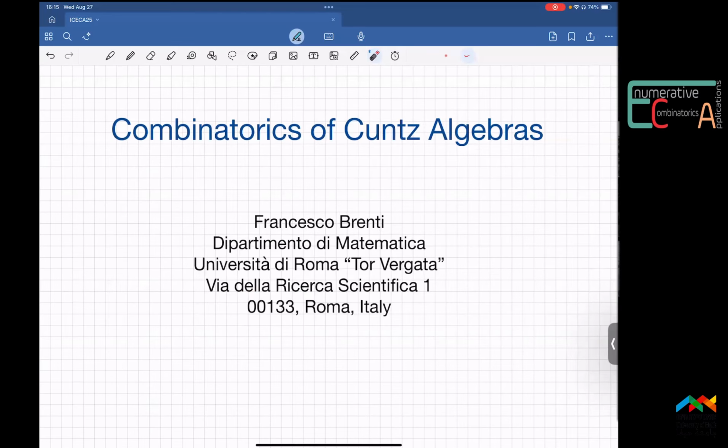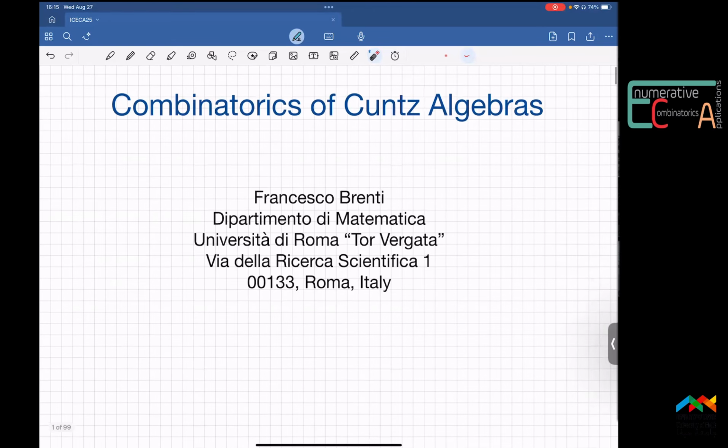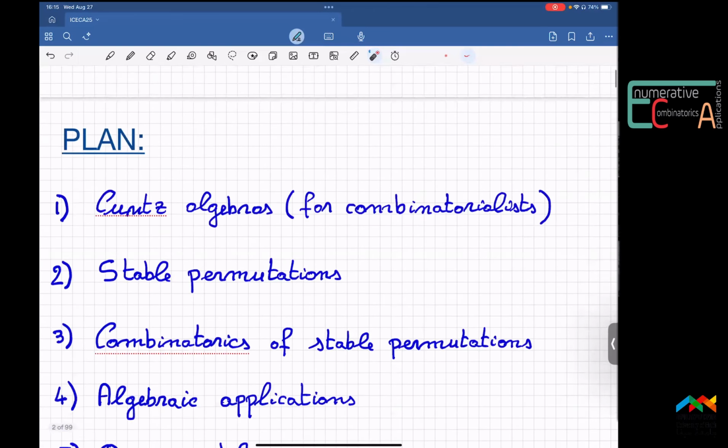Okay, thank you, Yuval. And of course, I would like to thank the organizers for making me a part of this event. So I'll talk about combinatorics of Cuntz algebras, and this is my plan.